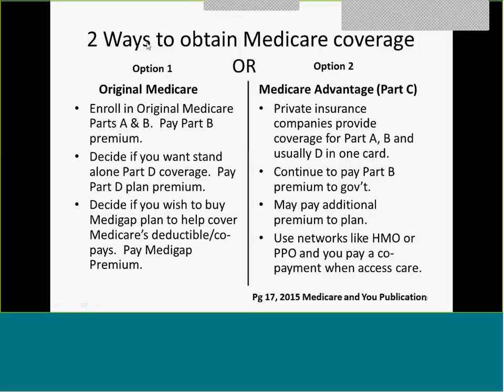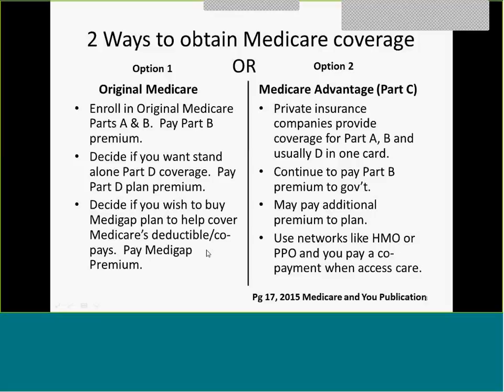The reason there's a line down the middle here is because I'm on one side of the line or the other, not both. So the average client approaching Medicare age is doing option 1, which is to enroll in original red, white, and blue Medicare, Parts A and B, and pay my Part B premium. Decide if I want drug coverage, enroll in a plan, pay the premium. Decide I want a Medicare supplement to help with Medicare's deductibles, pay the Med Supp premium. So I have a card and a premium, card and a premium, card and a premium.